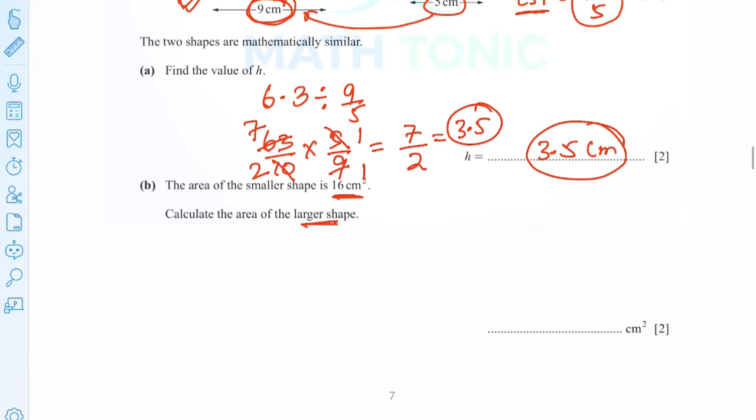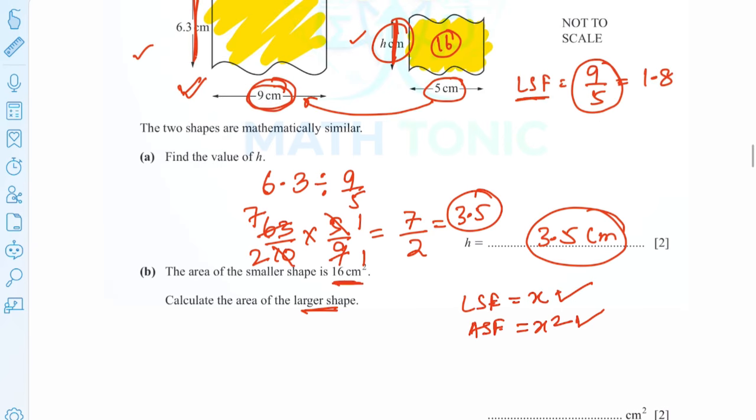Always remember, if the length scale factor is x, then the area scale factor equals x squared. Got it, what I'm trying to say? That means if any height or length is x times bigger, the area will be x squared times bigger. If it was volume, it would have been x cubed times bigger. Did you understand? So the length scale factor is given, we already got this 1.8, or 9 over 5.